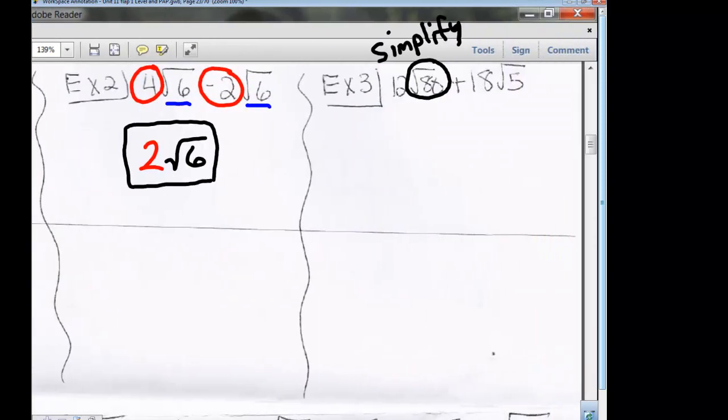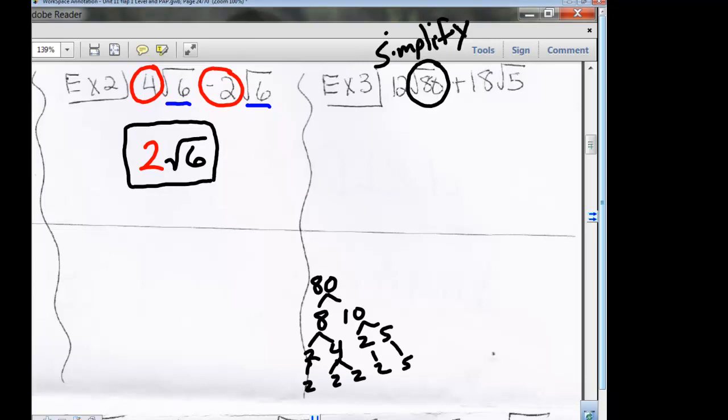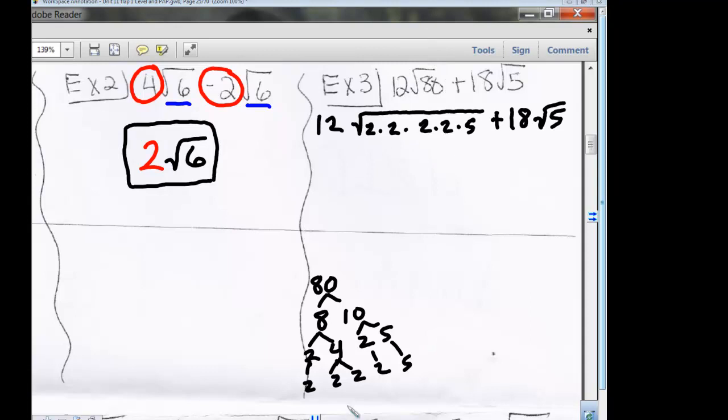Example 3. In this case, we have to simplify the square root of 80. 80 and 5 are not the same terms. Square root of 80 breaks down to be 2 times 2 times 2 times 2 times 5. Putting this back underneath the radical, we have 12 times the square root of this stuff down here, plus 18 times the square root of 5. Notice I have two sets of 2's that I need to pull out. Remember, it comes out front, and we multiply it to the number out front.